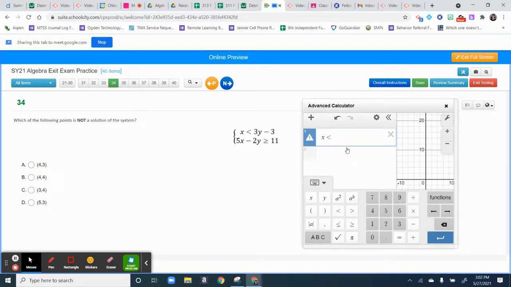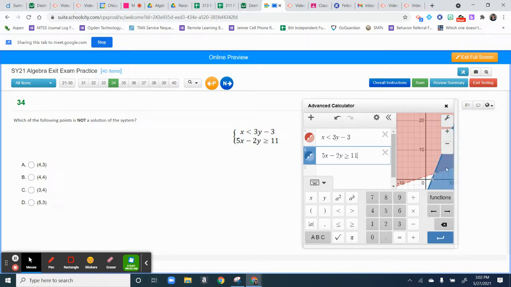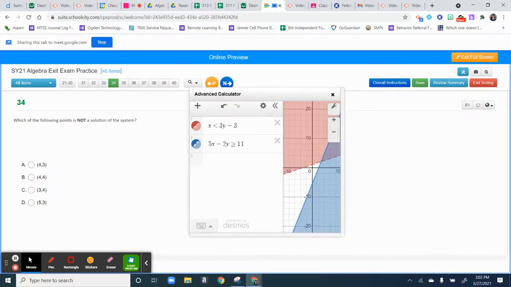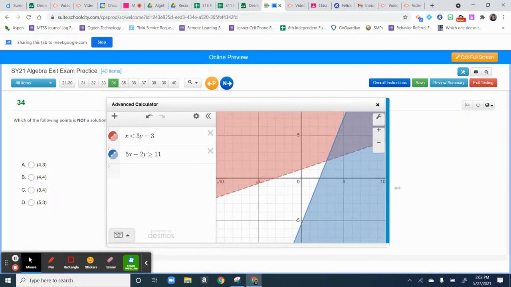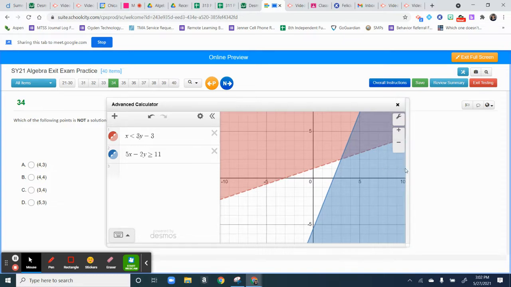And it'll show you less than 3y minus 3. So you see, it will graph that equation for you and even shade it for you. Then I have 5x minus 2y greater than or equal to 11. So these are my two functions. So now I don't need to really see that anymore, but I do want to see more of my graph. So let's make that bigger. Looks like that's as big as I can make it.